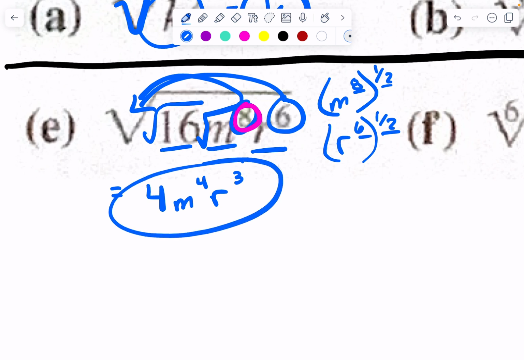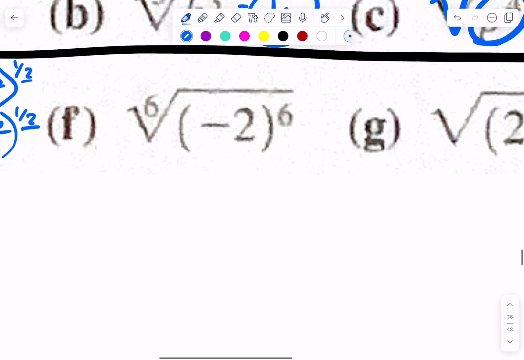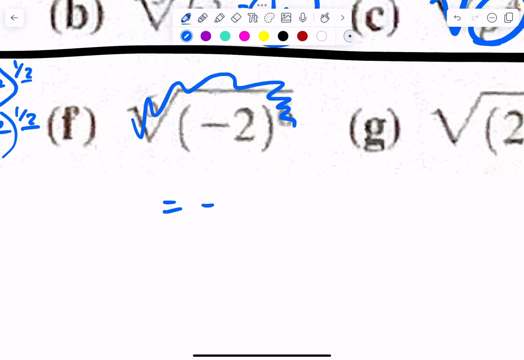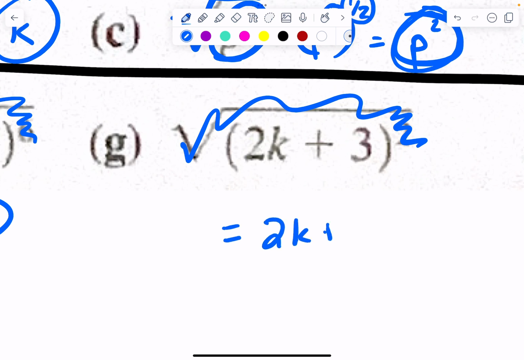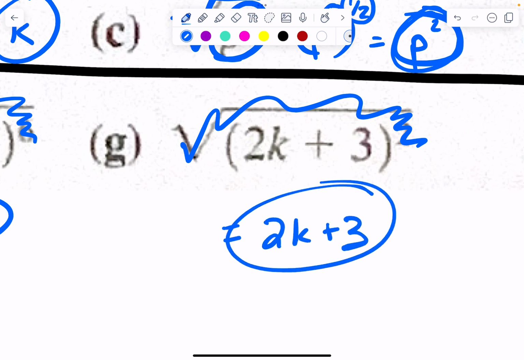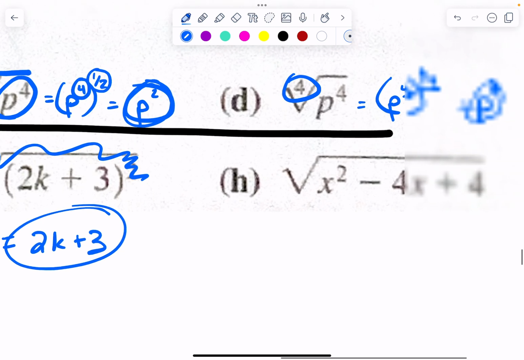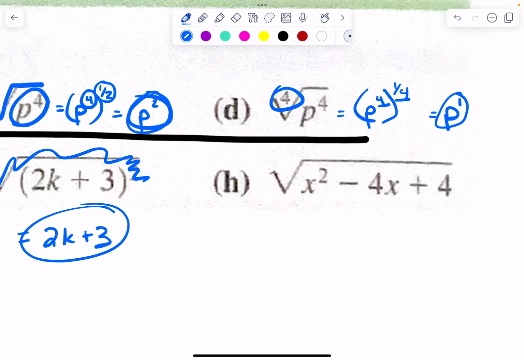That is E, okay? F now, a 6th root and a 6th power cancel each other off, so this is just -2, okay? G, a square root and a square cancel each other off, so this is just 2k plus 3, done. And then this last one, how does this last one work?